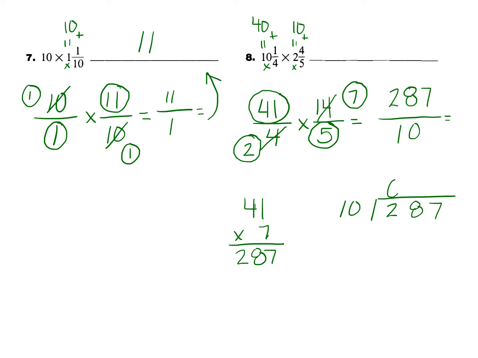10 cannot divide 2. It can divide 28 twice, which is 20, and I get 8 left over. Bring down the 7. It can divide 87 8 times, which is 7 left over. So I have 28 7/10 as my answer.